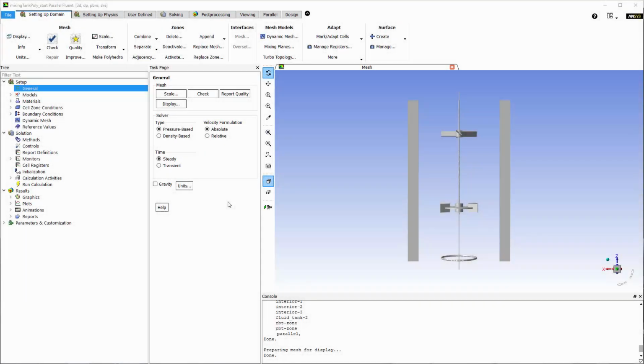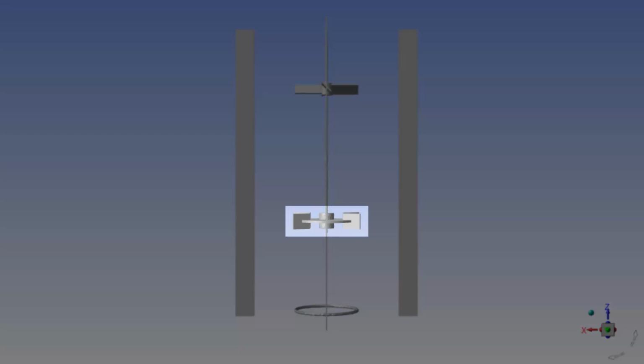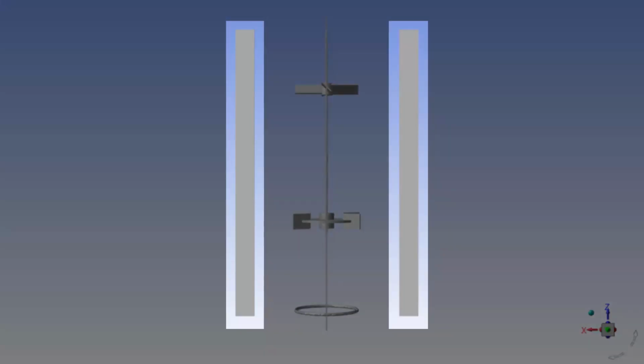At this point, I've loaded the reactor's mesh into Ansys Fluent. Let's start by reviewing the reactor's geometry and boundary conditions before setting up the multi-phase model. The geometry of this three-dimensional model represents an experimental reactor which comprises a Rushton blade turbine, a pitched blade turbine, a ring sparger, and 4 thin baffles.